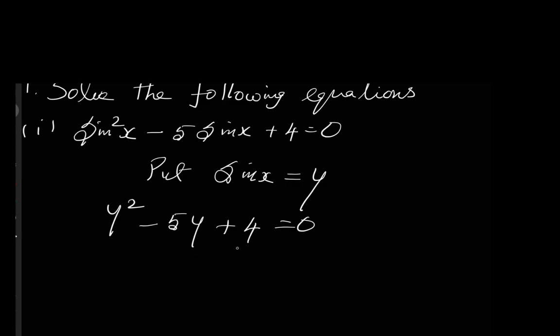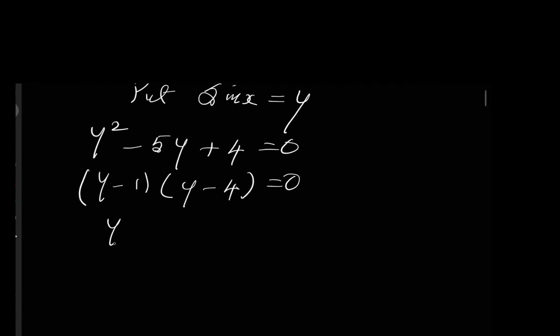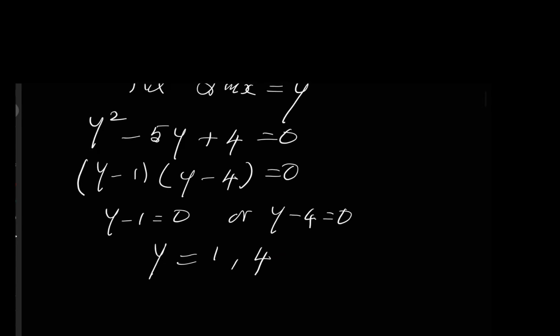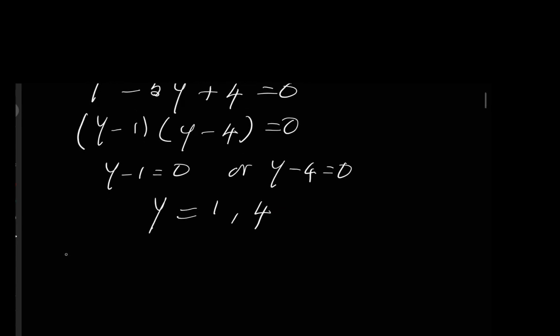Solve the equation. See, 1 4s are 4, and when we add, we get 5. Minus 1, minus 4. So (y minus 1)(y minus 4) is equal to 0. So y minus 1 equals 0 or y minus 4 equals 0. So the value of y is 1, 4. What is y here? Sin x. So sin x is equal to 1 and sin x is equal to 4.